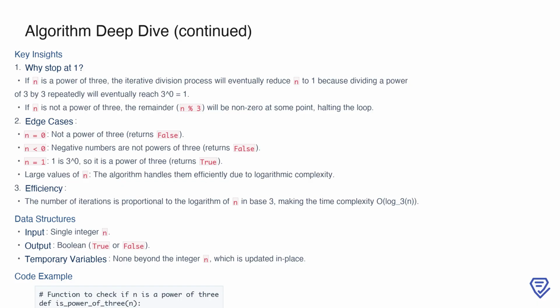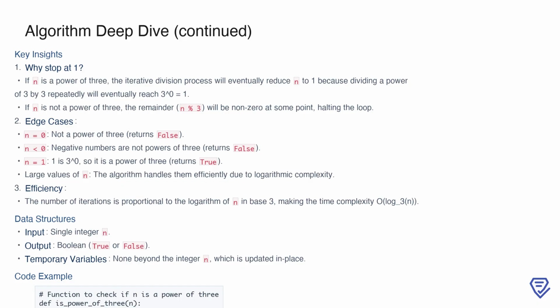For very large values of n, the algorithm remains efficient because the number of iterations is proportional to the logarithm of n in base 3. This gives us a time complexity of O(log_3 n), which is manageable even for large inputs. As for data structures, this algorithm is very space efficient.